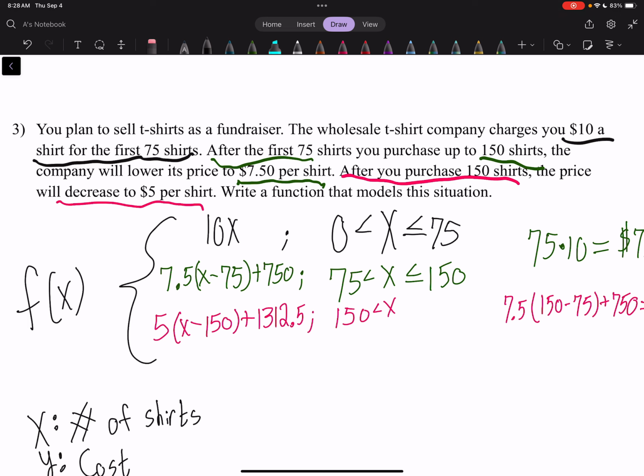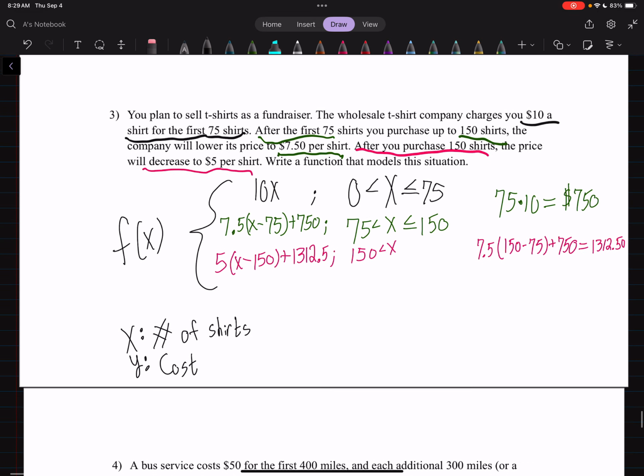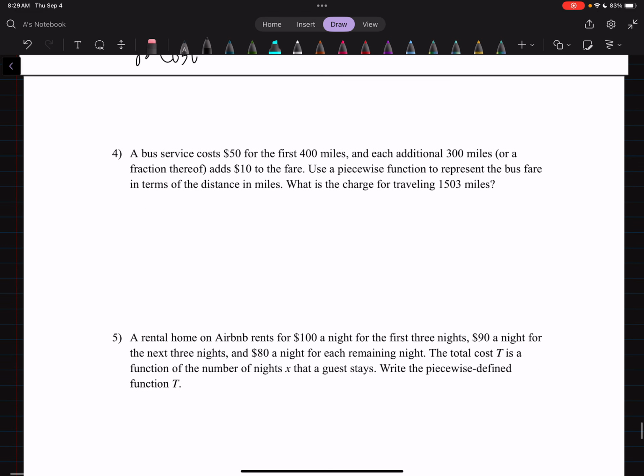Now, I said to write a function that models the situation. It is not asking me to find an amount of charge. Okay? If it were, we would have to change that a little bit, which we're going to see in number 5.